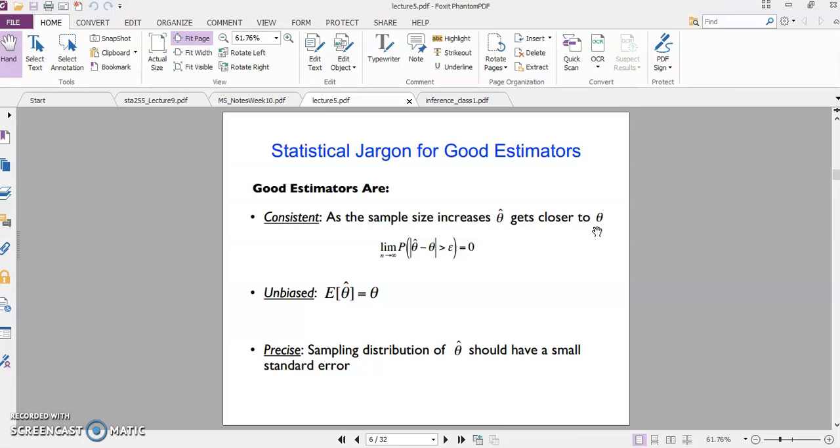Okay, and the unbiasedness: when the expectation of theta hat is equal to theta, that is, the expectation of the estimator equals the population parameter, in that case we say the estimator is unbiased. And precise means the sampling distribution of theta hat should have a small standard error.